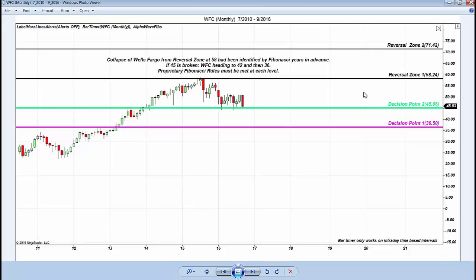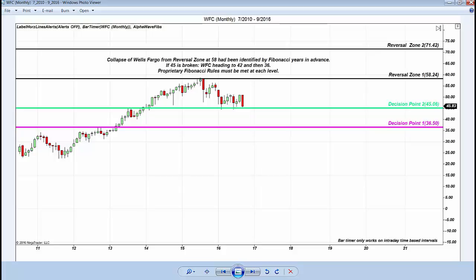Why in the world is Wells Fargo collapsing? Because of the scandal? Really? If you asked me this question 2-3 years ago, I've been saying forever, Wells Fargo will reverse from 58 because this is Fibonacci Reversal Zone. And this is what Wells Fargo had done. The scandal on Wells Fargo came out when Wells Fargo was already at 50.